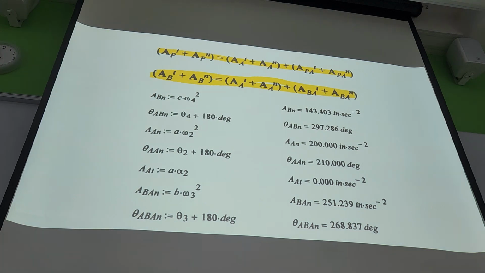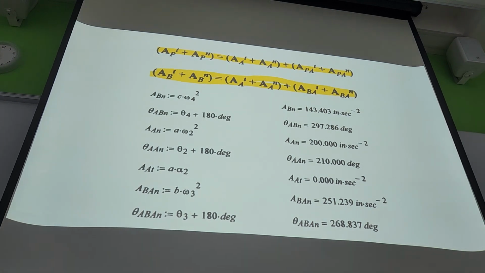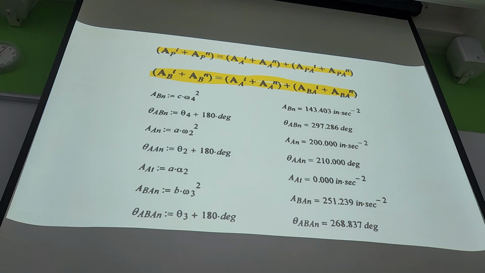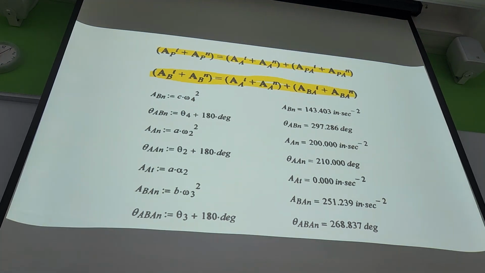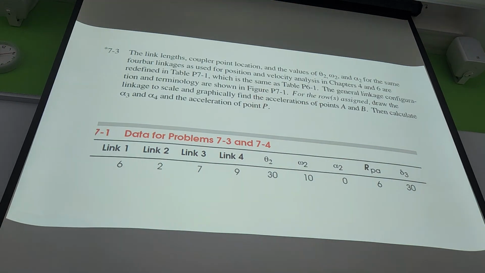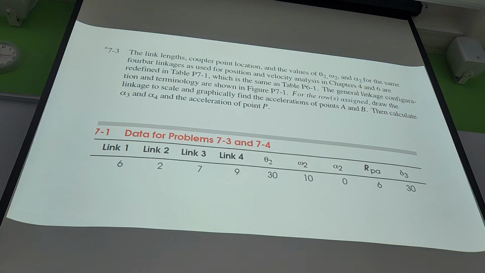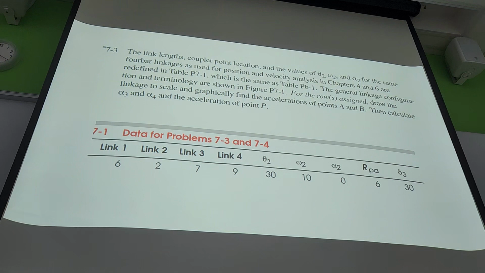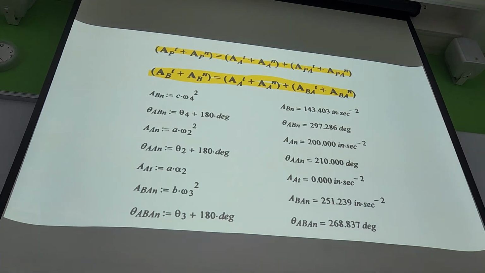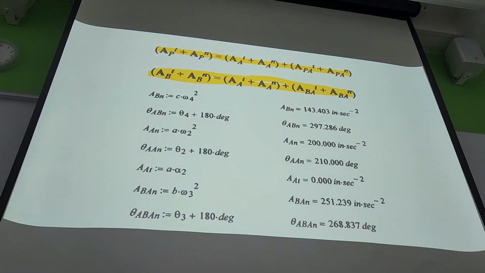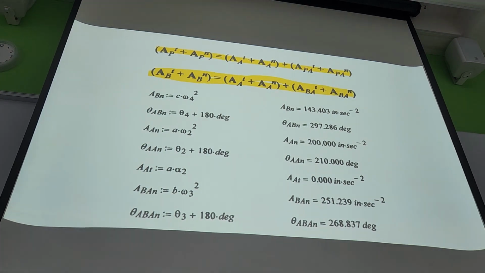Next, acceleration of A, normal component. This is the length of link 2 multiplied by omega 2 squared. Omega 2 is given to you, therefore A also you know. Link 2 is 2, omega 2 is 10. So 10 squared is 100, 100 into 2 is 200. So you know the magnitude of the normal component acceleration for point A.